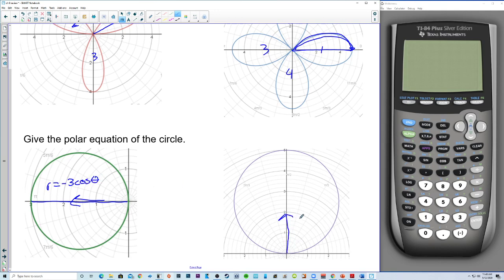This one is going up towards a positive sine. So the equation's r equals 5 sine of theta. So this number right here is always the diameter of the circle. If it goes up, it's positive, down, negative sine. Left is negative cosine, right is positive cosine, excuse me.